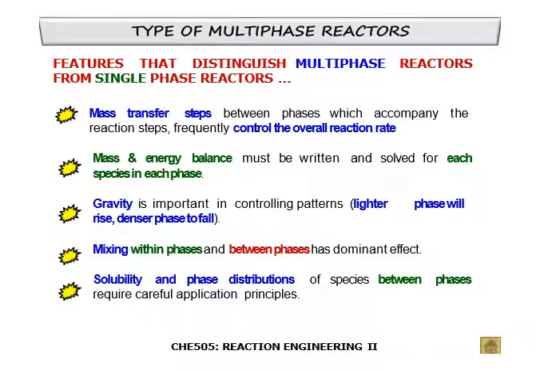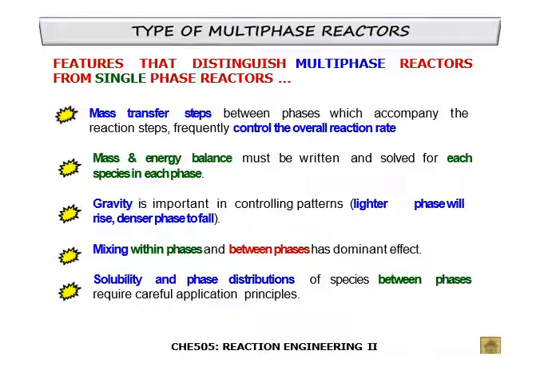Alright, as mentioned earlier, the difference between multi-phase reactors and single-phase reactors is that multi-phase reactors have mass transfer steps, which come together with the reaction steps. So frequently in big reactors, the mass transfer steps will actually control the overall reaction rate, usually. And every mass and energy balance has to be written and solved for each species in each phase.